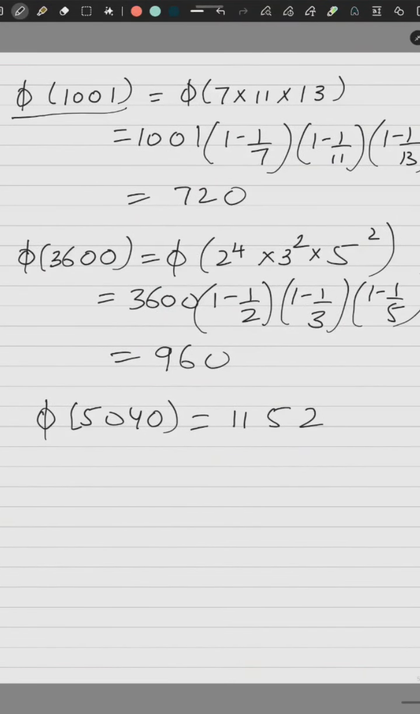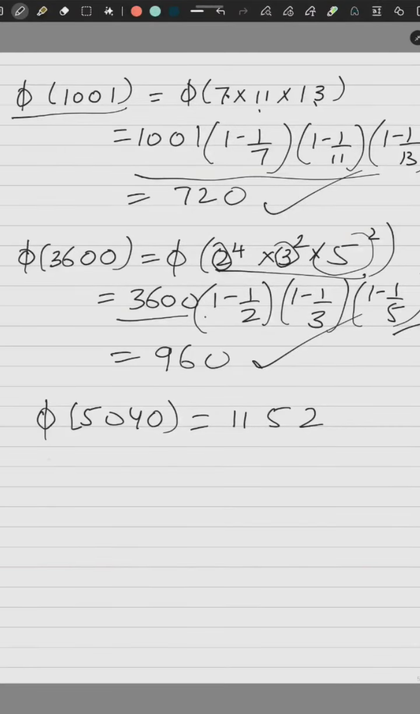Same way, if I ask you phi of 1001, in that case 1001 is equal to 7 into 11 into 13. So again the same formula, this is p1, p2 and p3, substitute, get the answer 720. Same way, phi 3600, if you factorize, you will get these factors. These will become your p1, p2 and p3. So 3600, times 1 minus 1 upon p1, 1 minus 1 upon p2, 1 minus 1 upon p3, answer 960. Same way, try 5040, which is 1152.